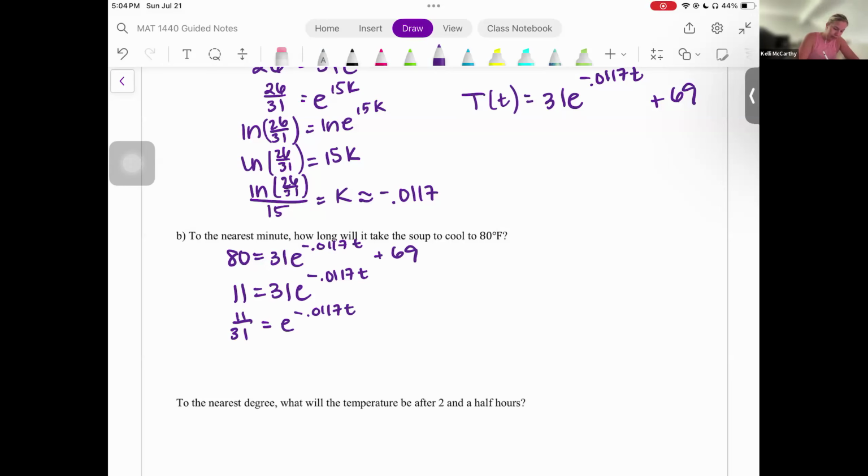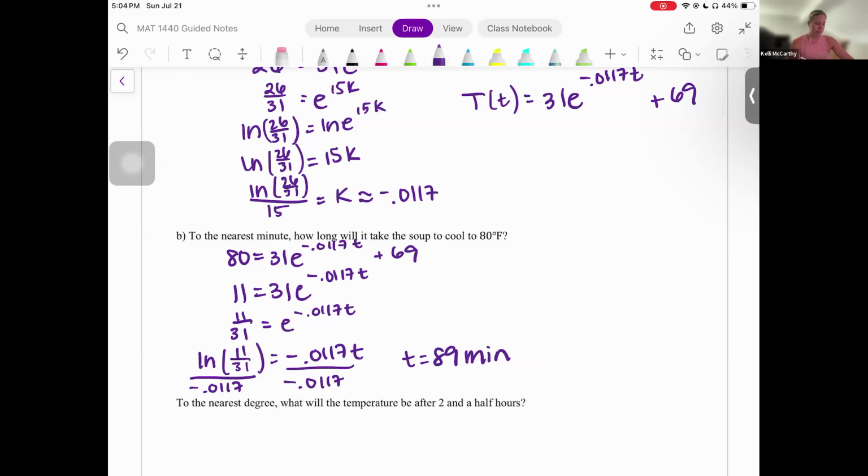Take the natural log of both sides. So the natural log of 11 over 31. When I take the natural log of the right-hand side, this just leaves me with negative 0.0117 t. And then to get t by itself, we're going to divide both sides by negative 0.0117. We get 88.55. It wanted us to round to the nearest minute, so we're going to say 89 minutes. It's a really long time. That soup has taken a long time to cool down.